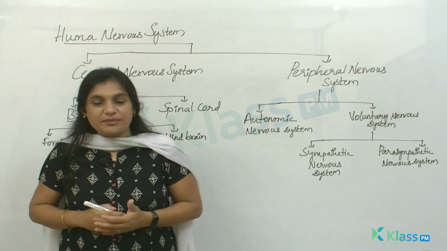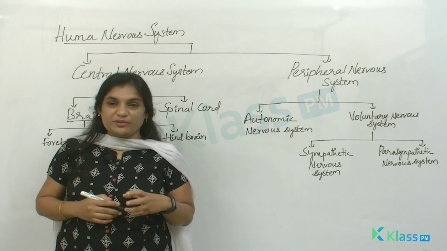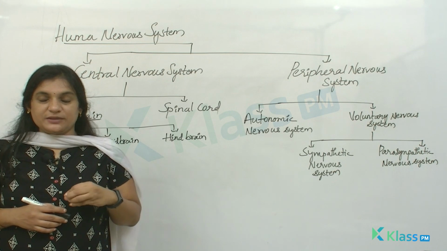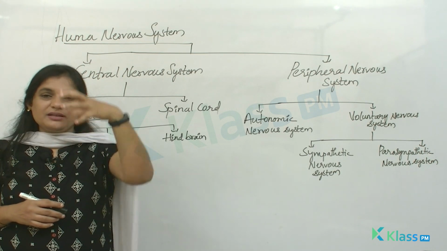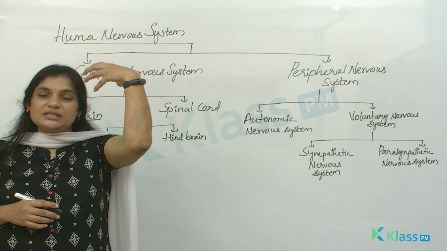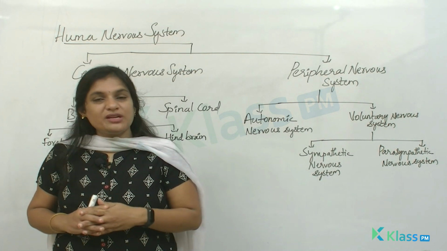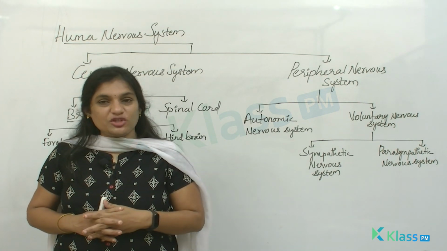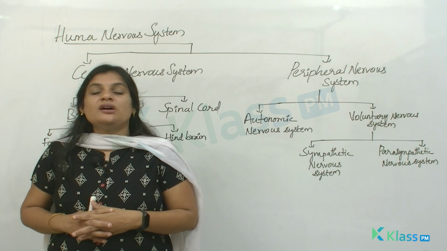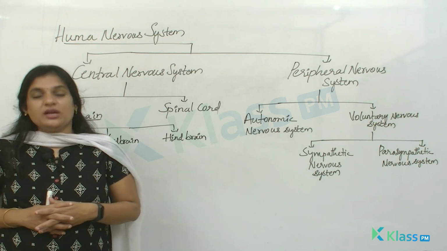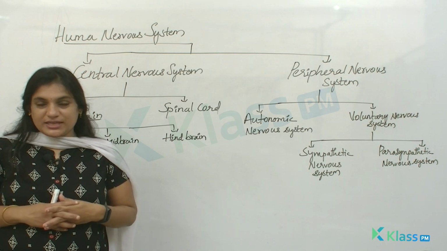So now let us learn about the forebrain, midbrain and hindbrain. First let us do the forebrain. The forebrain is the greater part; most of the portion of the brain is occupied by it. It is provided with olfactory lobes, cerebral hemispheres and the diencephalon.